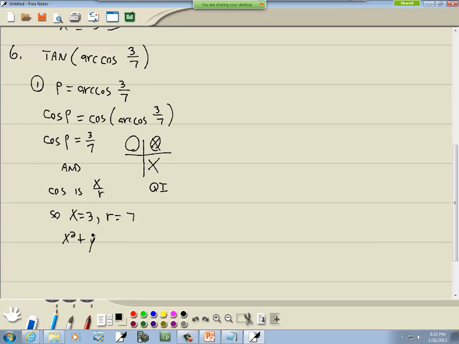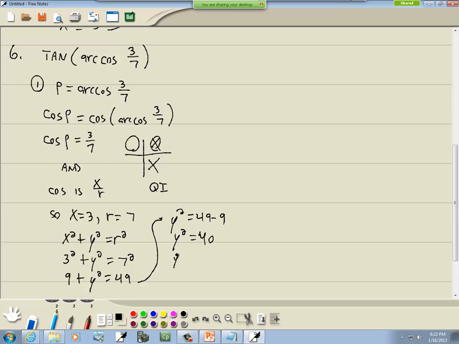So we've got x squared plus y squared is equal to r squared. X is 3, so we've got 3 squared plus y squared equals 7 squared. 9 plus y squared is equal to 49. We've got y squared is equal to 49 minus 9. Y squared is equal to 40. Drop the squared, put a plus or minus square root around the other side. Now we're talking about quadrant 1, and in quadrant 1, y is positive, so we'll drop the negative.